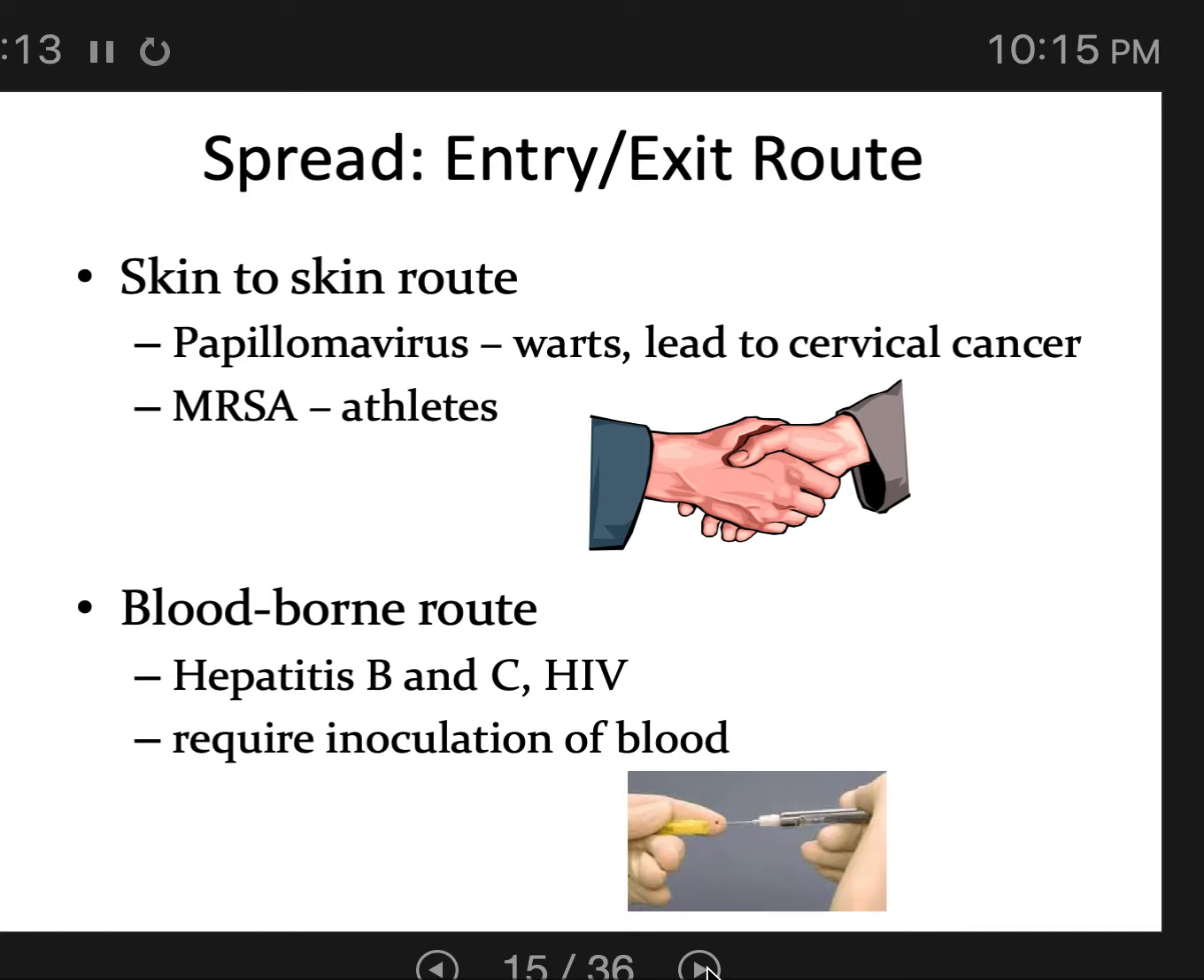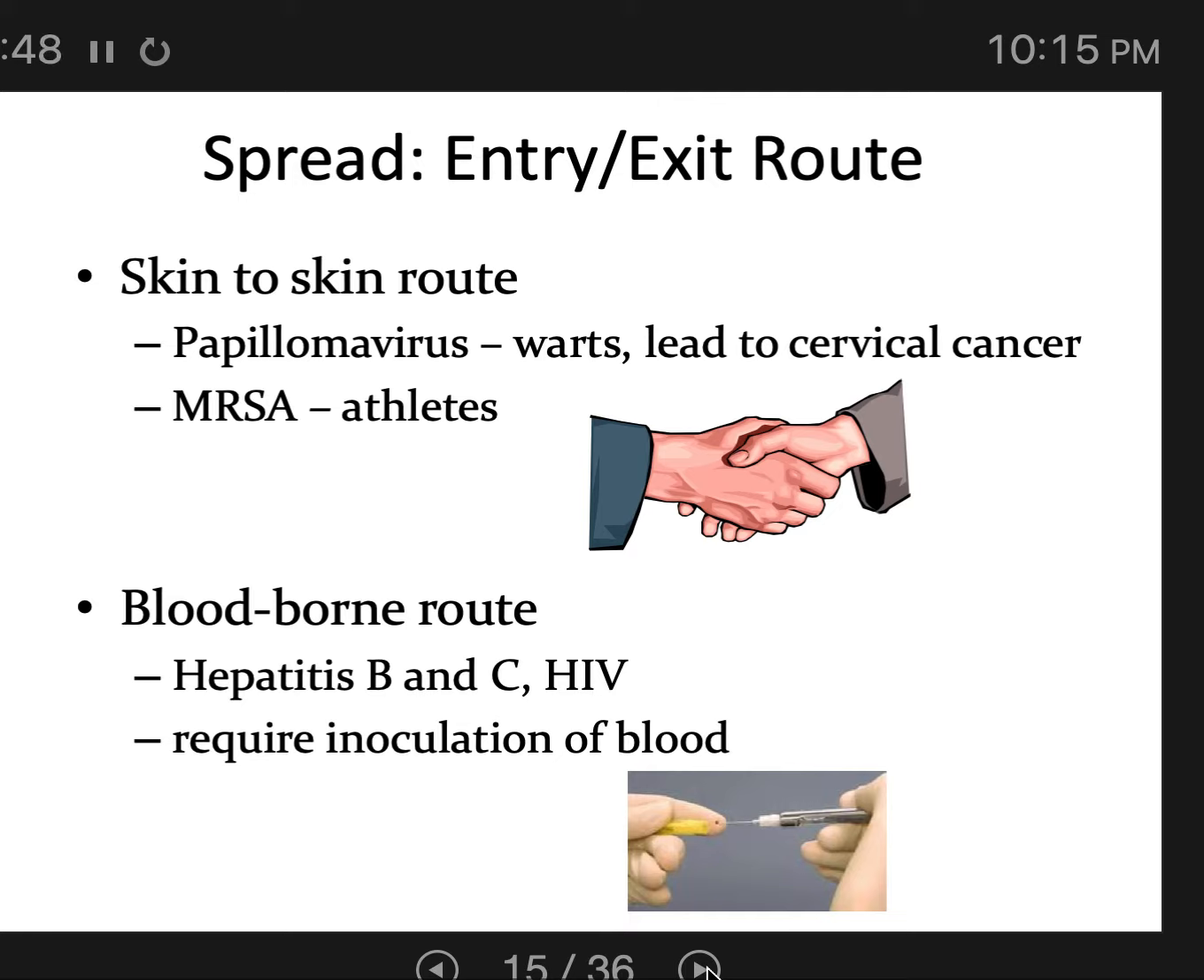All right, so let's talk about entry-exit routes. One is the skin-to-skin route. Pathogens that are passed this way include papillomavirus. These create genital warts. They can lead to cervical cancer. Another example would be MRSA, which is a drug-resistant version of Staphylococcus aureus, actually all staph. So athletes, you have to have direct contact to pass the staph from one person to the next. So these are direct skin-to-skin contact. These diseases require that in order to move from one host to the next.